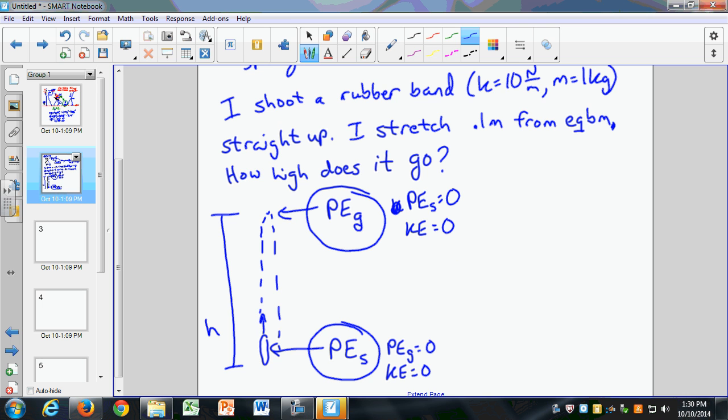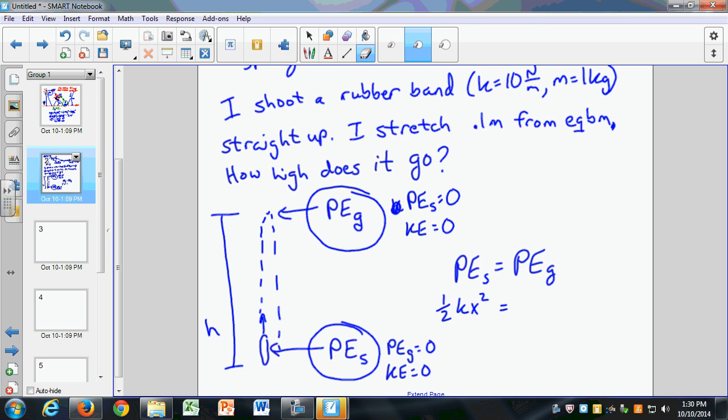So I would say that PES would equal PEG. That is the total amount of elastic potential energy, how much energy I stored up in that rubber band down at the bottom, is going to equal the amount of energy stored up in the gravitational energy at the top. And so this would be 1/2 kx squared equals, excuse me, not 1/2, equals mgh.